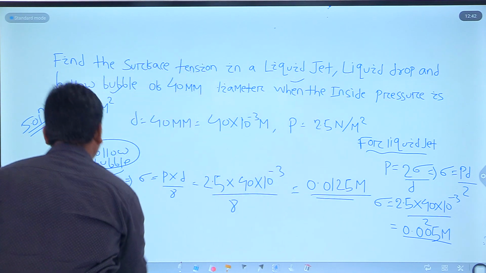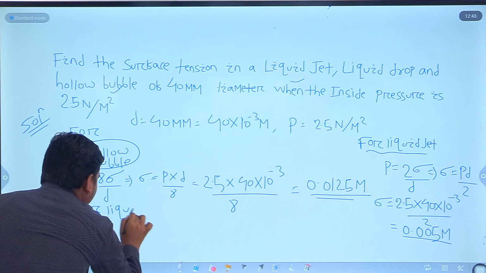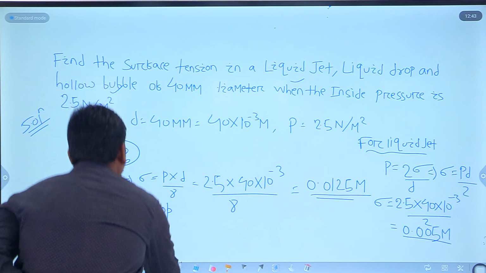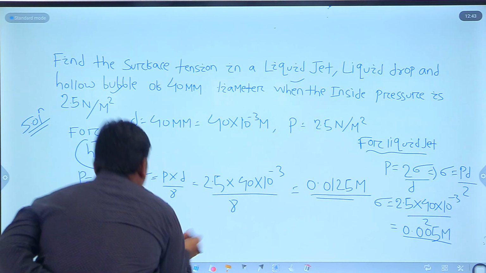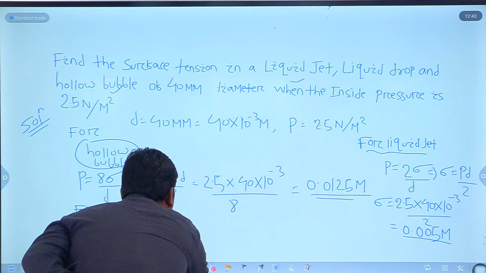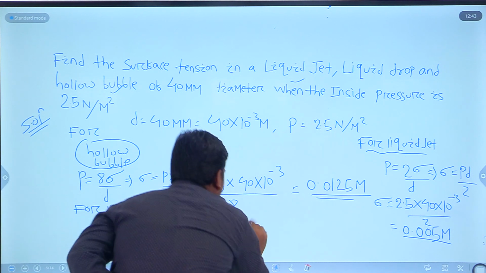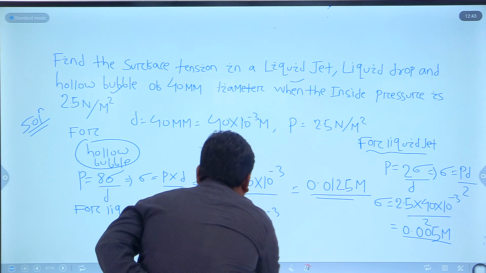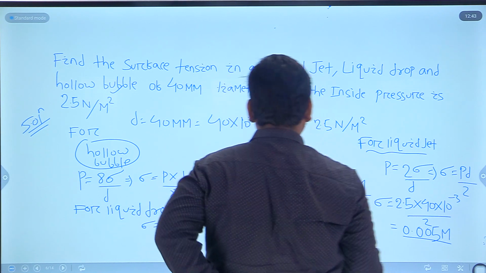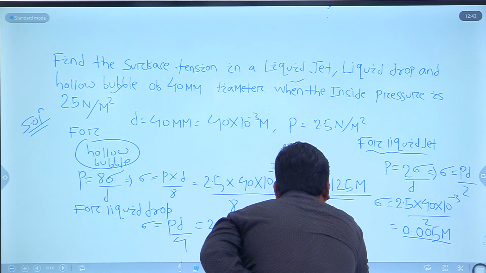For liquid drop, sigma is equal to Pd divided by 4, 2.5 into 40 into 10 to the power minus 3 divided by 4. When we calculate in a scientific calculator, the value is 0.025 meter.